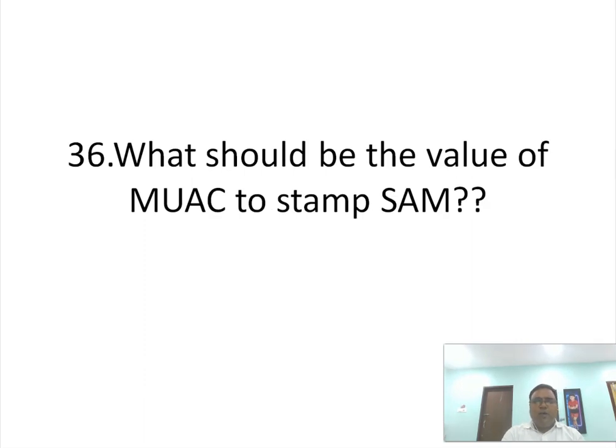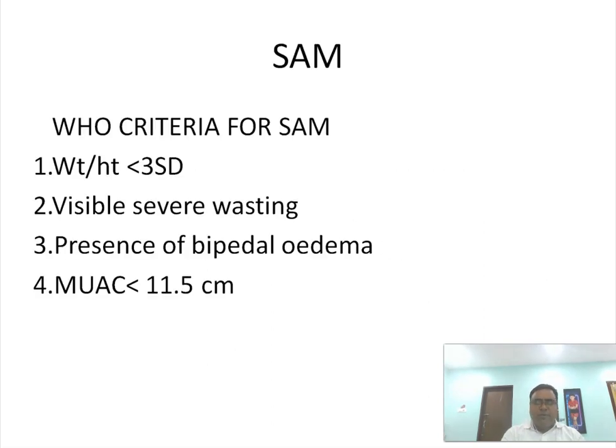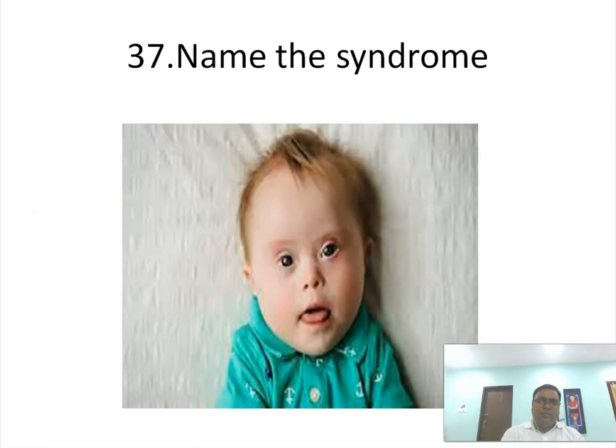What should the value of MUAC, or mid upper arm circumference, be to diagnose SAM? This is less than 11.5 centimeter. Then WHO criteria for SAM: weight for height less than 3 standard deviation, visible severe wasting, presence of bipedal edema, and MUAC less than 11.5 centimeter.